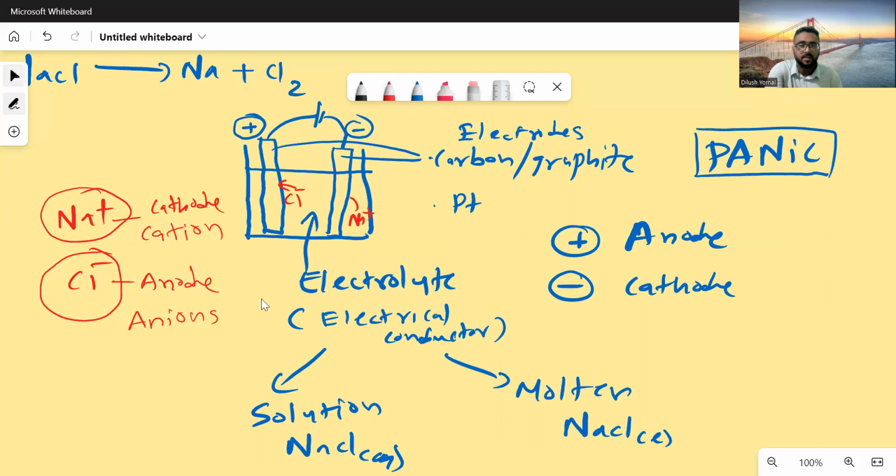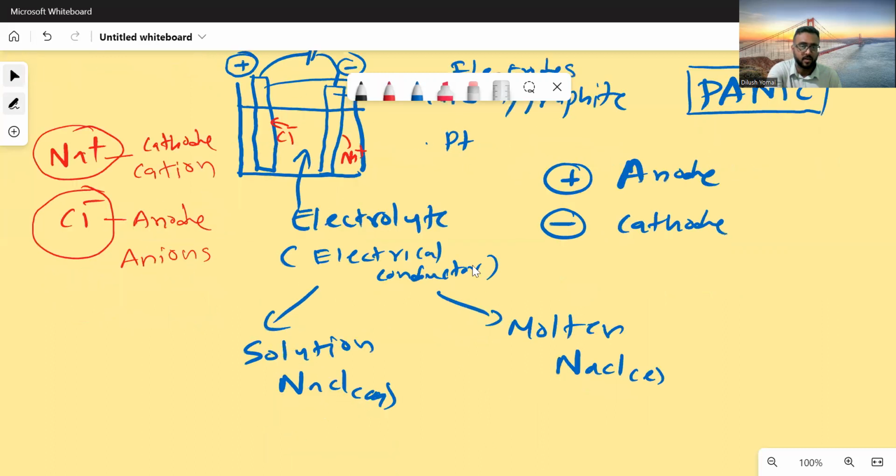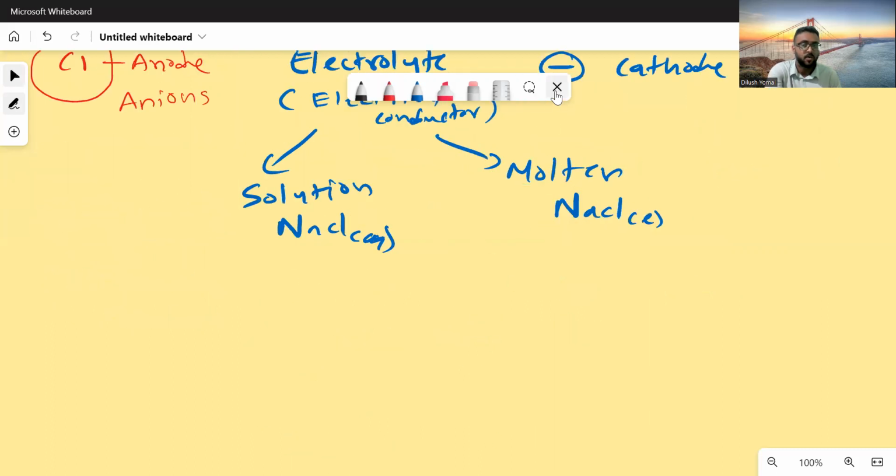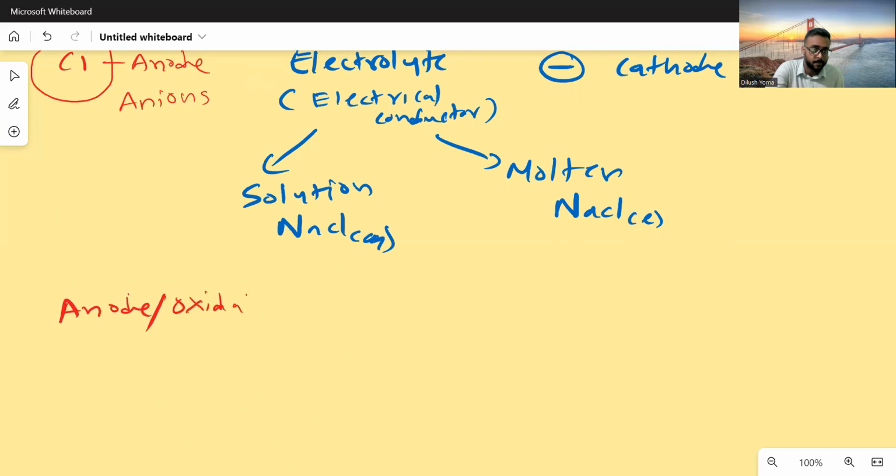We'll see what other reactions are taking place at the cathode and the anode, because these reactions are very important, guys. In the exam, they directly ask what reactions are taking place at the cathode and the anode. I hope before this lesson you have learned the redox lesson, oxidation and reduction. Remember, at the anode, oxidation is always taking place. At the cathode, reduction is taking place.